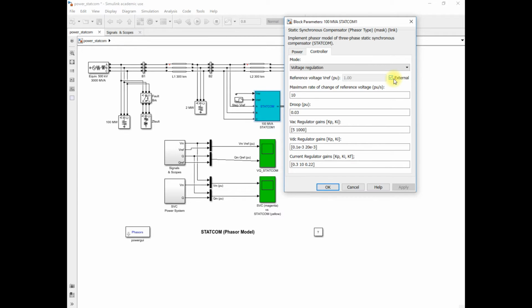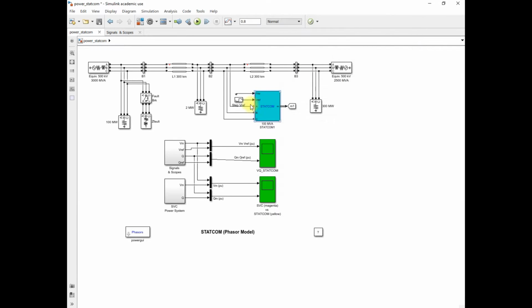So you can externally select the reference at any value, like 0.7, 0.9 per unit or 1 per unit reference. For that you can select the external reference, or you can deselect the external option and it automatically takes 1 per unit here, or you can change the reference value for the voltage regulation. So here in this example we set the external reference.